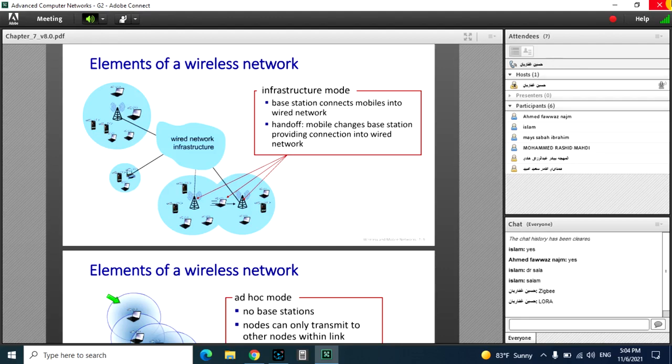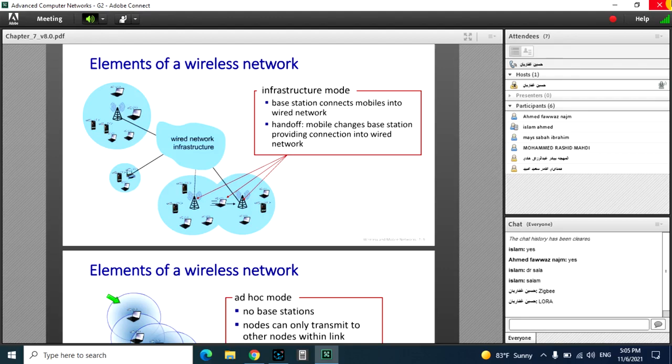When I'm talking about infrastructure mode, I'm talking about wireless networks which have a base station at their heart, and the wireless hosts in that network are connected to the internet through the access point, through the base station, through the infrastructure. So that infrastructure makes a way, a path, a channel from inside my wireless network into the internet. Okay? So this mode is dependent on the infrastructure.